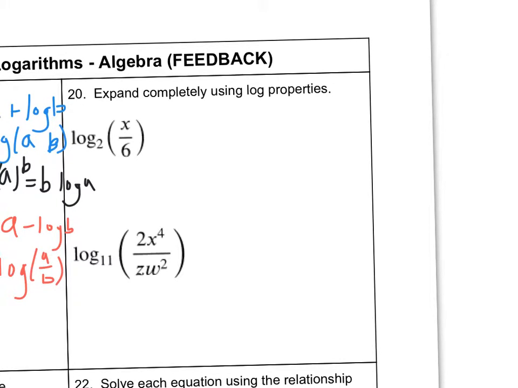For number 20, the first thing, if I'm dividing, that's going to turn into subtraction. So that would be log base 2 of x minus log base 2 of 6. And at that point, you would be done.